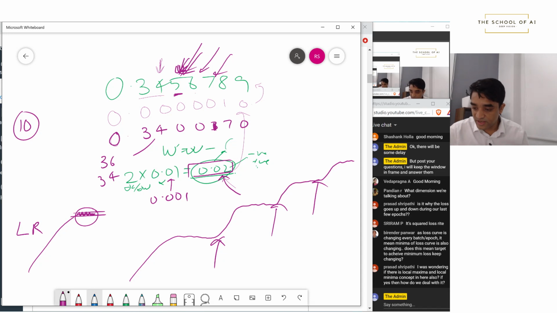The loss curve is changing every batch, every epoch. It means the minima of the loss curve is also changing. Yes, your minima is always changing. Your minima is dependent on many millions of parameters, right? So it will keep on changing. So that is why it's very difficult to even realize exactly how the loss curve is going to look like.